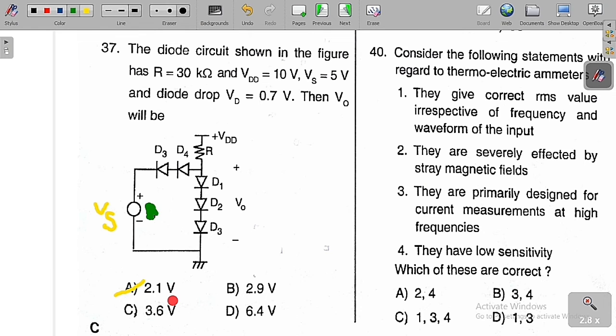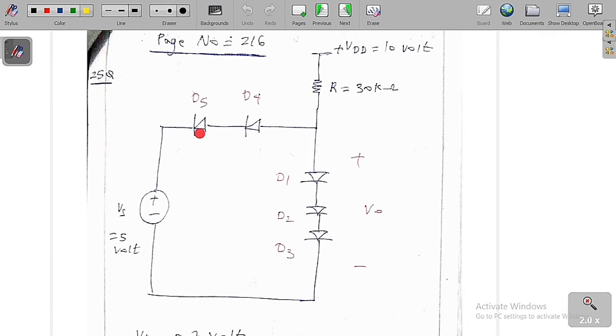So let's solve this numerical. You can see clearly here, this is the circuit diagram. I have redrawn the circuit diagram again, so therefore it is very much easier. You can see clearly, this is D1, D2, D3, D4 and D5. These are the 5 diodes in the question.